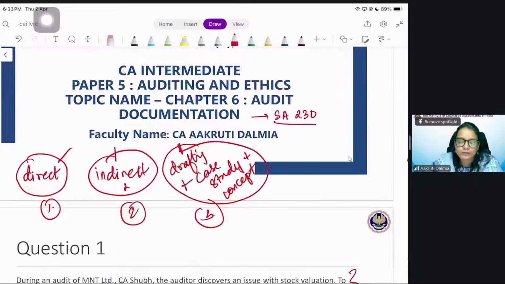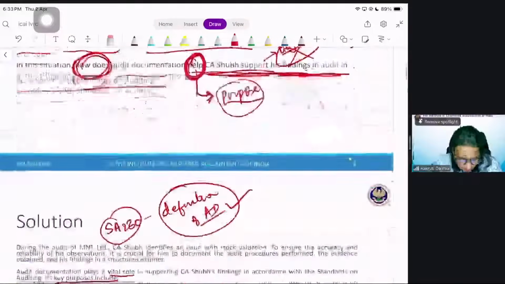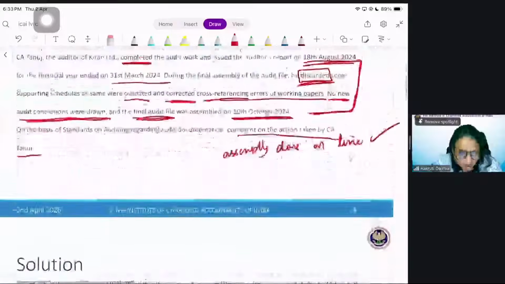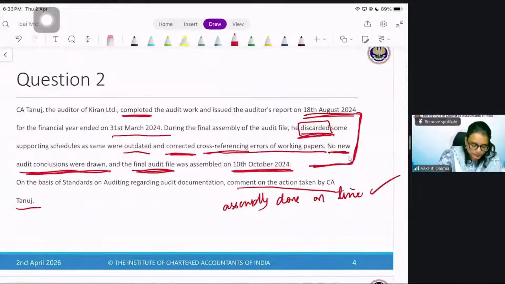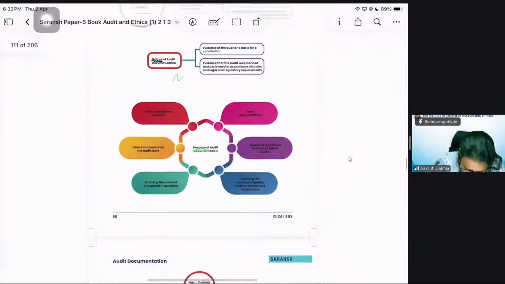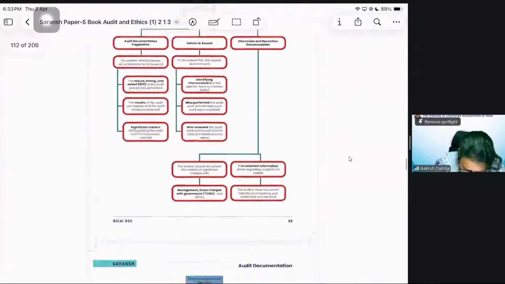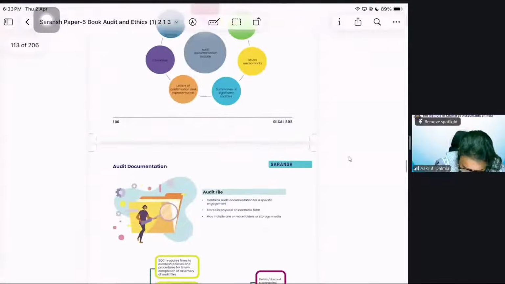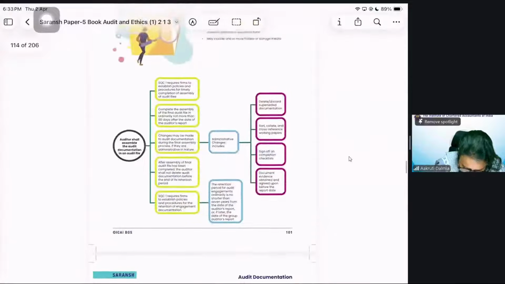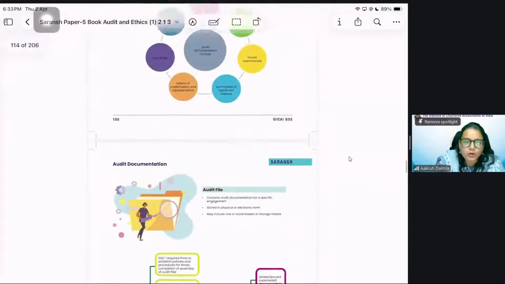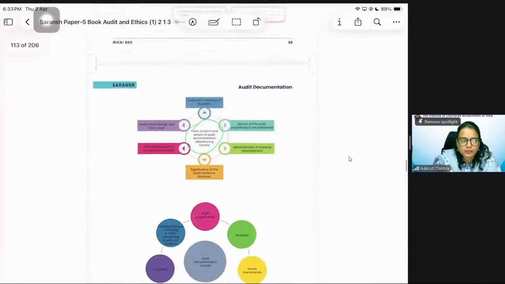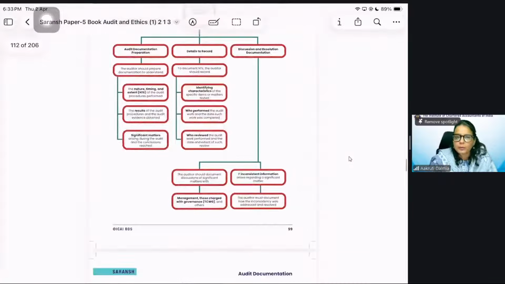Type 2 only. Now, if you see your book, or I'll show you this. Which answer will come? Can you tell me from your book? Which answer will you write? Can anyone tell? Keep the book open. Tell me which answer will go with this question, and then we'll see the answer.